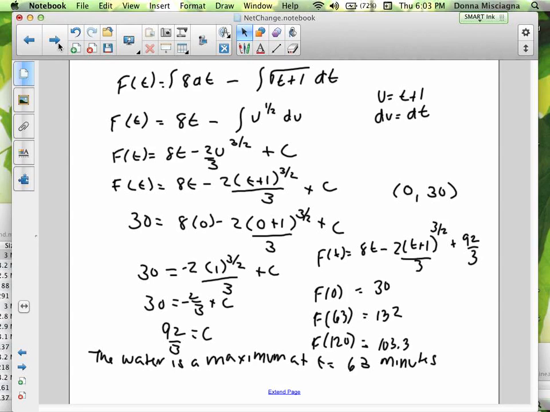So just remember your extreme value theorem. If you're asked for a maximum, you evaluate at the endpoints and the critical points. Right? This is a nice little question. I think this is the best question in the whole lesson. Is this one right here?